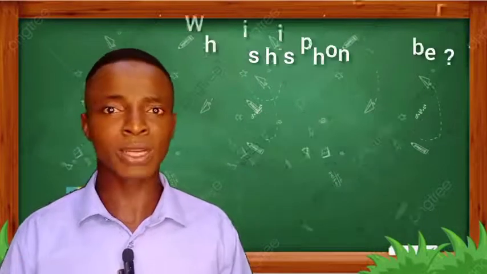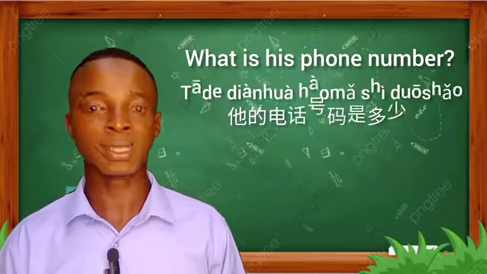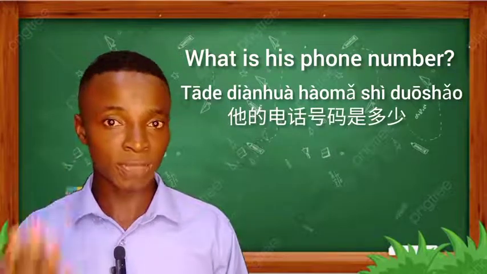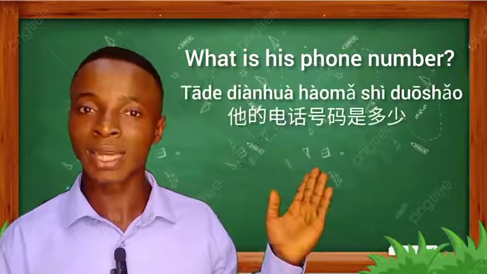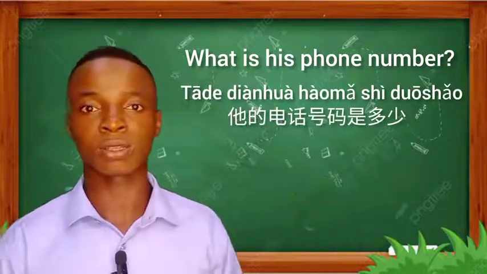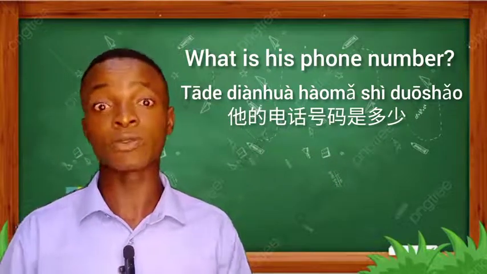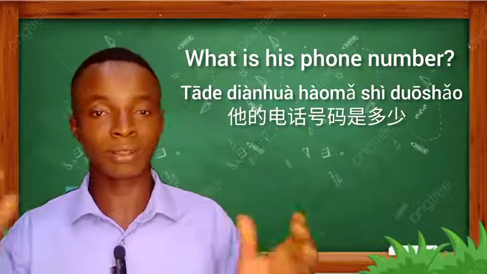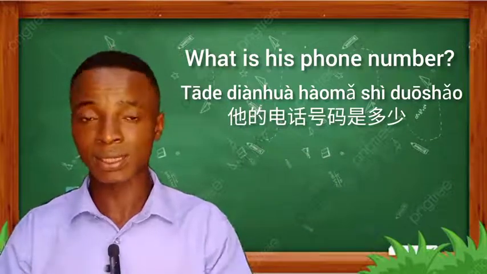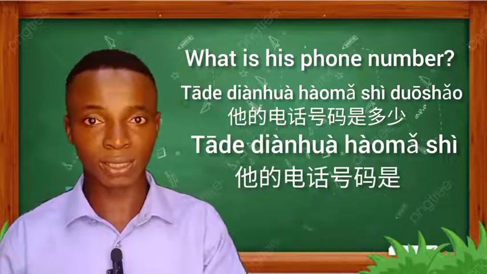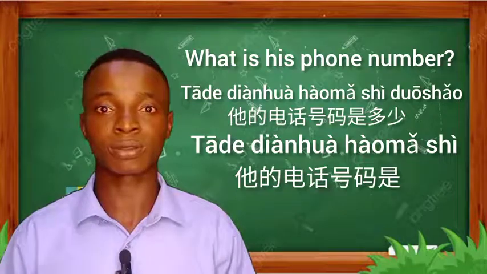Another sample. What is his phone number? In response, changing the question word, we have his phone number is what? Giving us 他的电话号码是多少？ What is his phone number? You can respond by saying his phone number is 他的电话号码是, and any number you want to talk about.